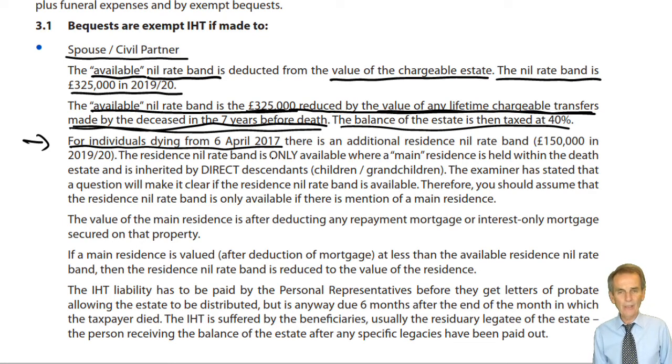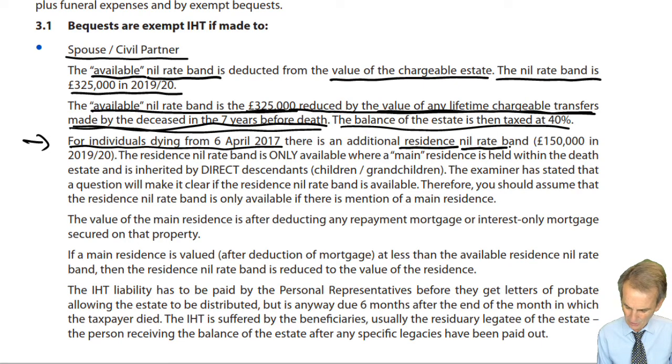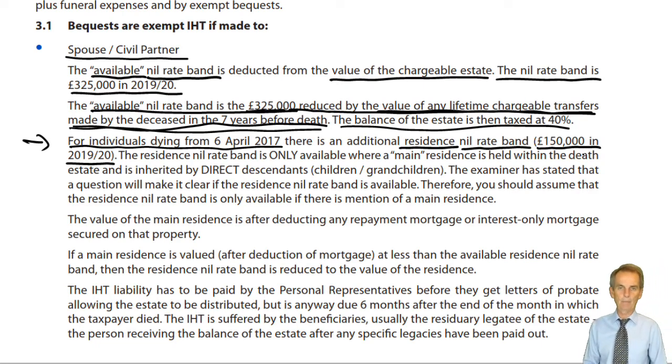For those who have died since the 6th of April 17, there is an additional residence nil rate band, which for our tax year 1920 is £150,000 residence nil rate band. When it was first introduced, it was introduced at lower rates in 1718, went up in 1819, now gone up to 150,000 in 1920. The only figure we need to know is 150,000, and you don't even have to remember it, because that, again, is provided to you on your rates and allowances page information within the examination. So we've got 150,000 residence nil rate band.